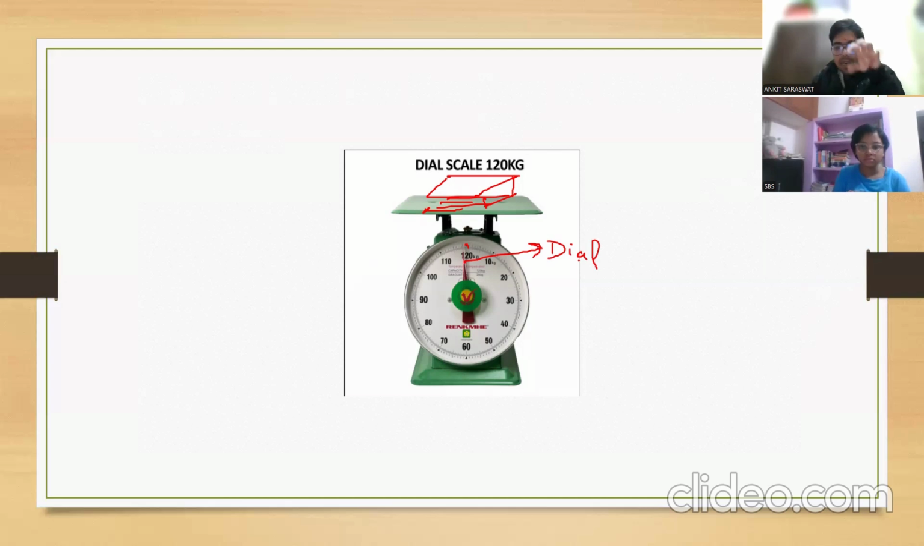This dial is going to rotate. Clear? Inside, what is the mechanism? We are not bothered about what is happening inside. How this pointer is going to move, I will explain. Simply, when you put some weight, this pointer is going to rotate, for example like this. When this pointer rotates, it will give how much reading? 30 kg. You will say its mass is 30 kg.